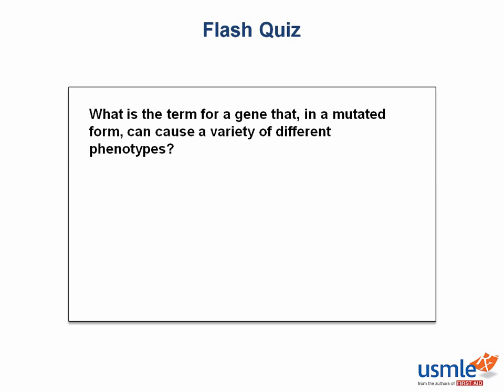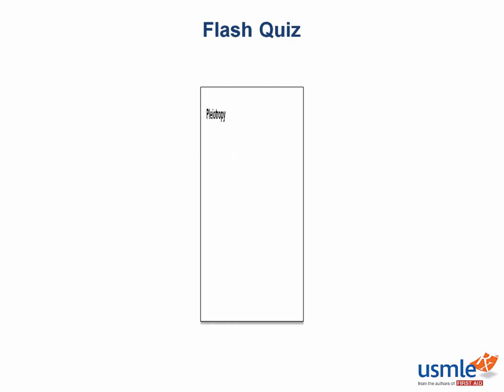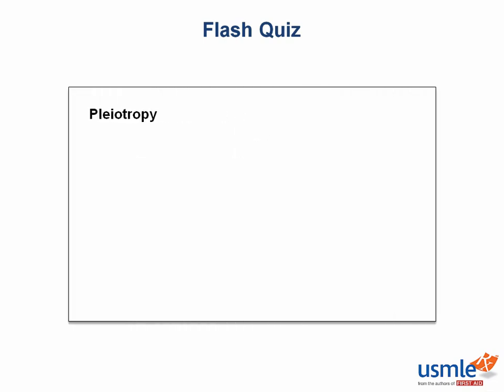Okay, let's do a flash quiz about genetic terms. So what is the term for a gene that, in a mutated form, can cause a variety of different phenotypes? This is an example of pleiotropy, and I also want to point out here that many people might study these by looking at the term and trying to remember what it means. But you should also spend time doing the opposite, which is look at the definition and think about what term it corresponds to, because the way you'd see this on the exam is that a disease would be described, and they'll ask you to describe what genetic term this is.